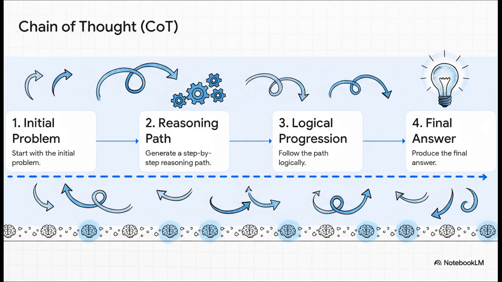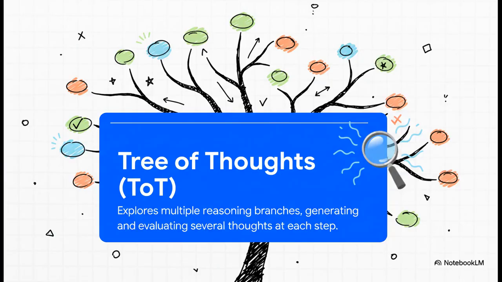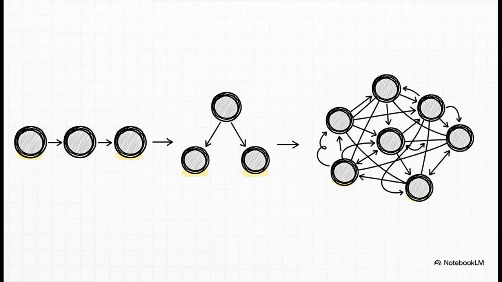It's simple, but for a lot of tasks, it's incredibly effective. But what happens when there isn't just one single right path? Well, that's where the next evolution comes in. Tree of thoughts. Instead of just one chain, the AI explores multiple possible branches at every single step. It can come up with several ideas, check them out, and then only follow the ones that seem the most promising. And things have gotten even more sophisticated since then.